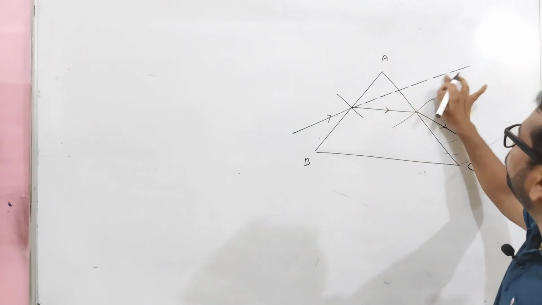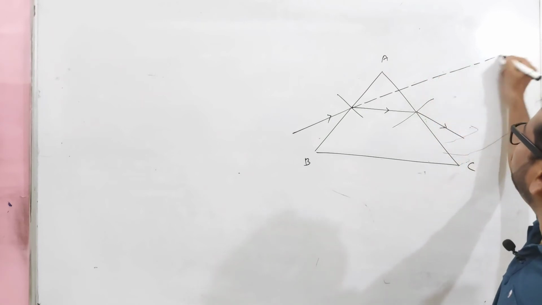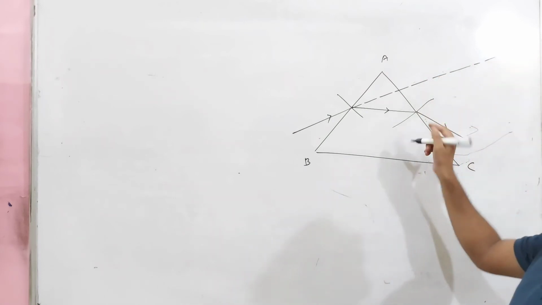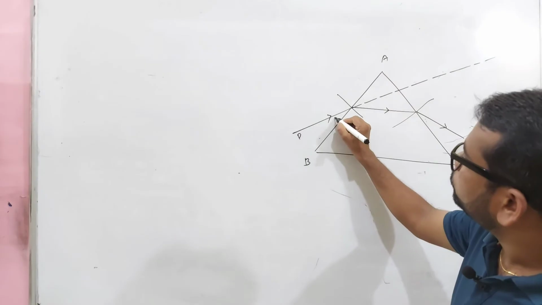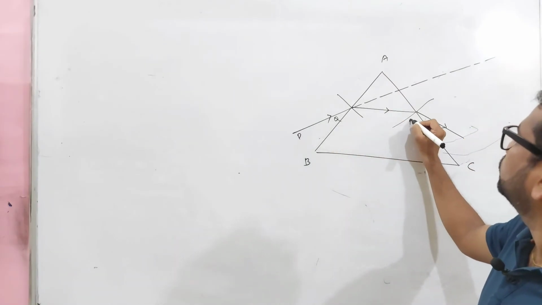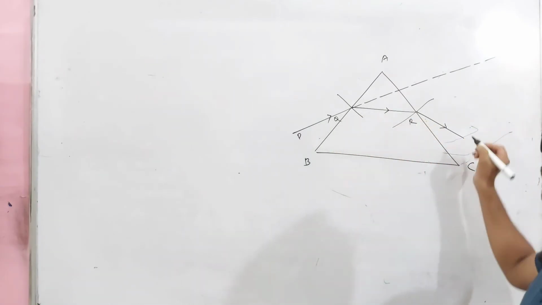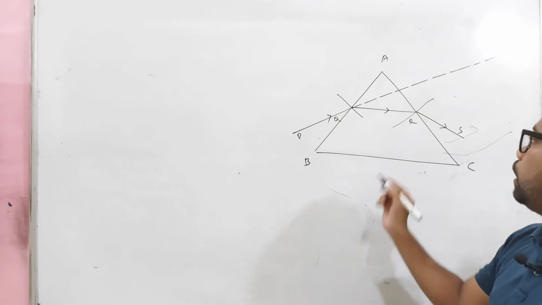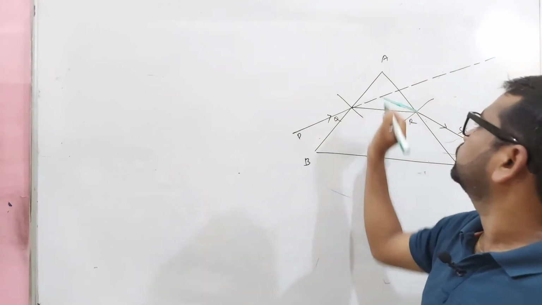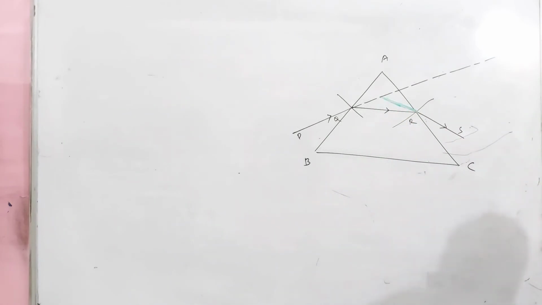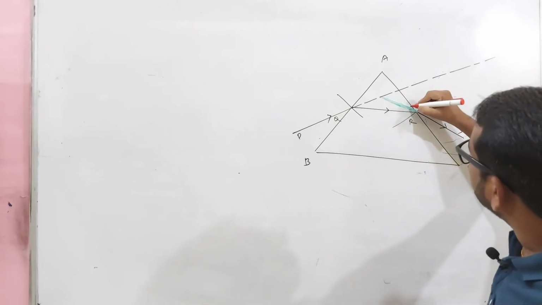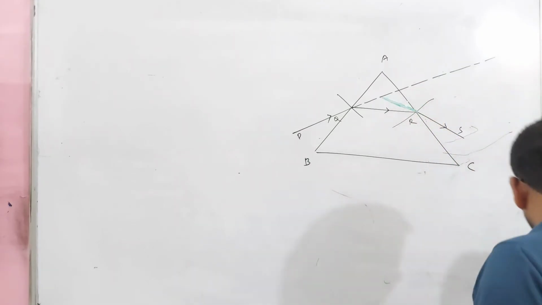So this is the original path of the ray; light would have traveled like this. And here is the emergent ray. Let us name it: PQ is the incident ray, QR is the refracted ray, RS is the emergent ray. Now, when we extend this emergent ray RS backwards, dear children, this emergent ray is making some angle.